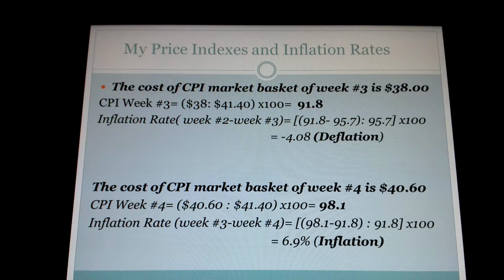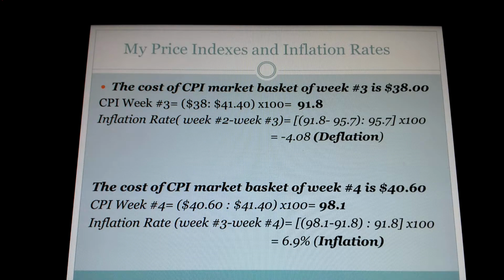Moving on, we are going to finally determine the CPI of week 4. From the spreadsheet, we found that the cost of the CPI market basket at week 4 was $40.60, which is a little bit of an increase from week 3. So we calculate the CPI of week 4 as 40.60 divided by 41.40, which is the base period, and then multiply by 100, and we have 98.1.